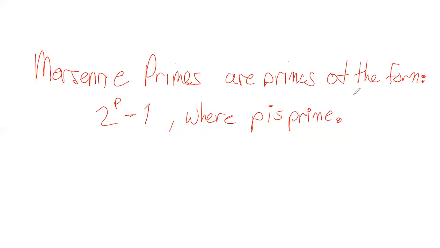Note that any number 2^p - 1, where p is prime, is not necessarily prime, but rather a Mersenne prime is a prime number that is in this form. These two statements are very different. It is conjectured that there are an infinite number of Mersenne primes. However, this is an open problem and it's never been shown to be true.